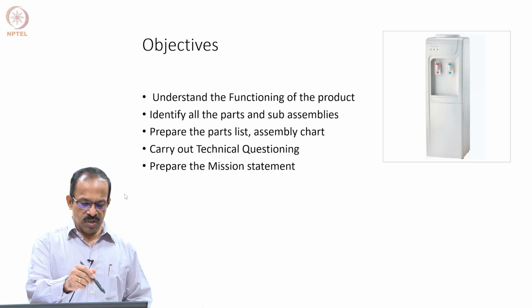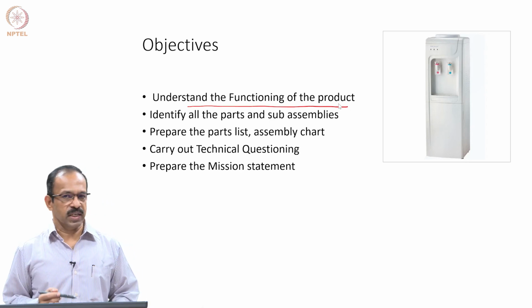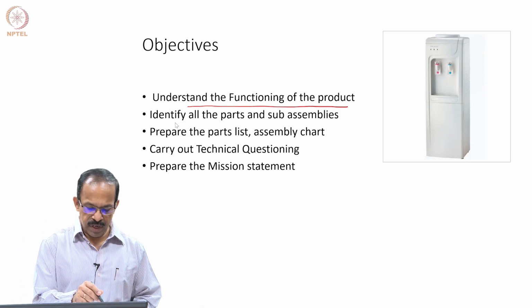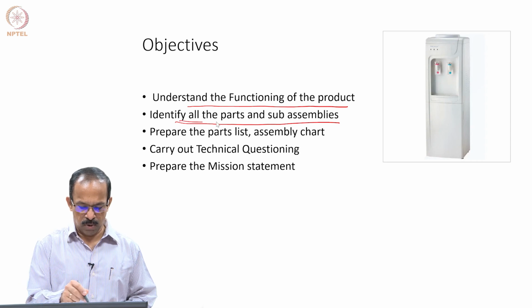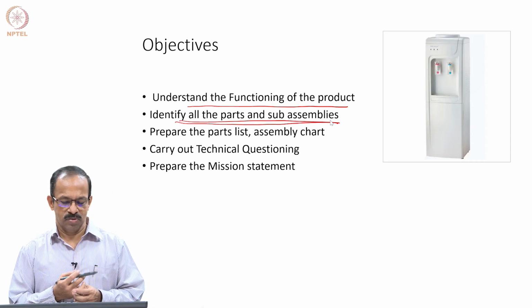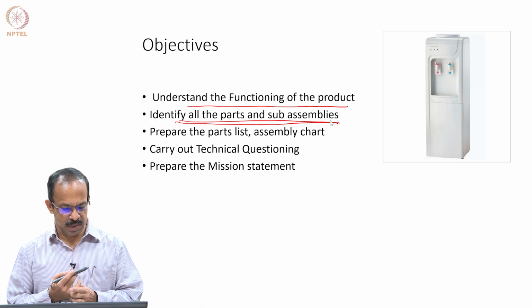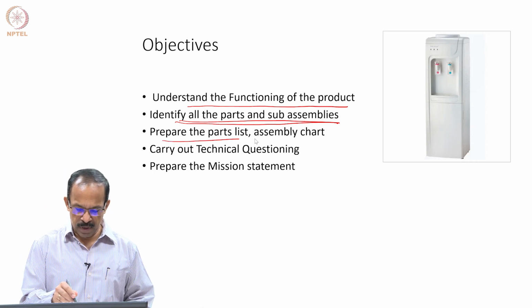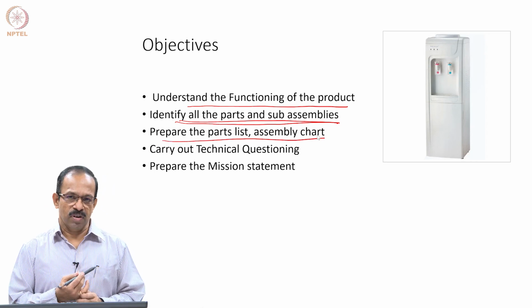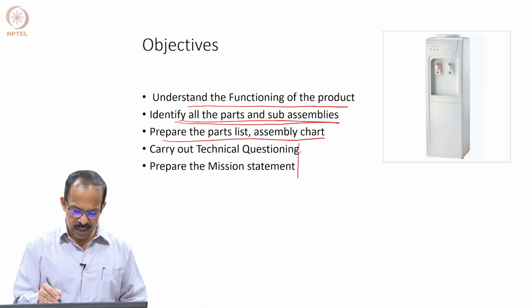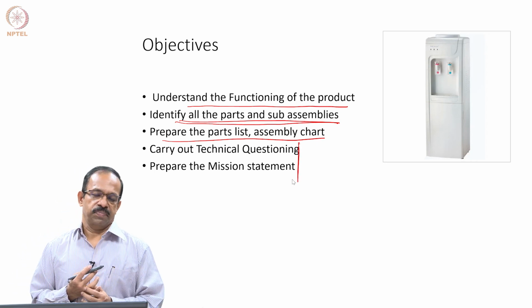So the objectives are to understand the functioning of the product and then identify all the parts and sub-assemblies of the product, as in the previous case also. This will be very common in almost all the experiments, and then you have to prepare the parts list and assembly charts. And once you have done this, then you need to look at the technical questioning.